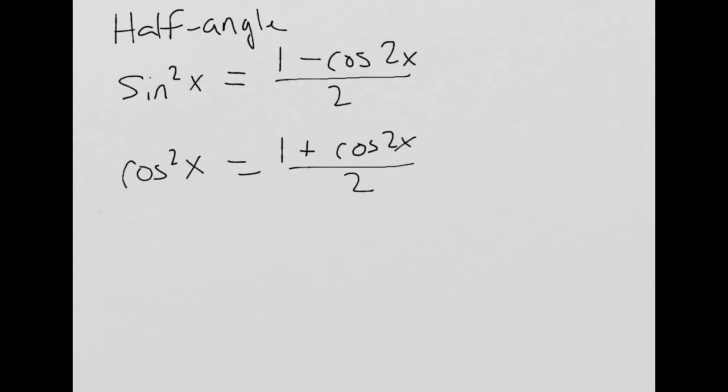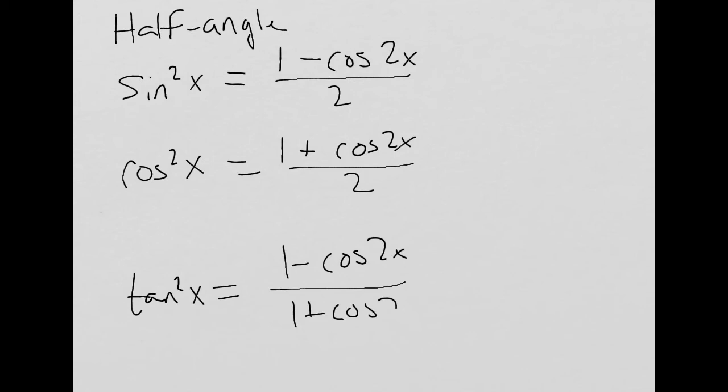The tangent squared formula follows immediately: 1 minus cosine 2x over 1 plus cosine 2x, just coming straight from the definition of tangent. So these ones have lowered the powers. Right? Squared down to nothing, squared down to nothing.